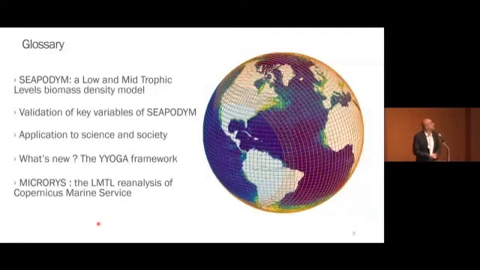I will first describe quickly the model CPODIM that we use to do the reanalysis, how we validate the key variables of this model, what the applications of what we produce are for science and society, and what's new, what's going on with this model, because we continually try to improve the estimation.